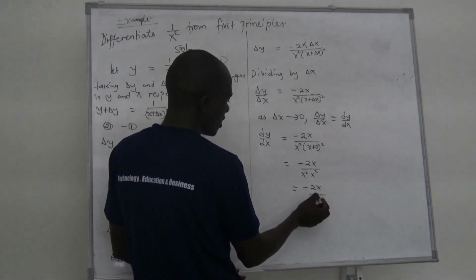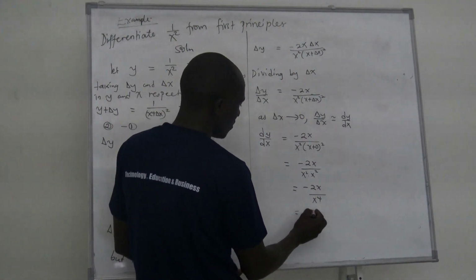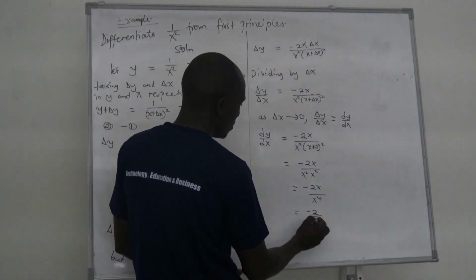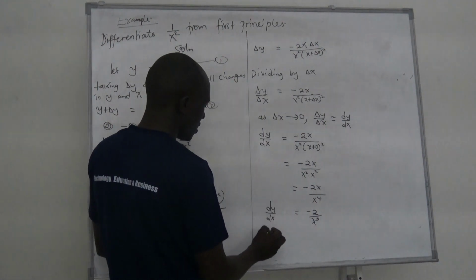Then this x reduces with x. What do you remain with? Negative 2 out of x cubed, which is x.